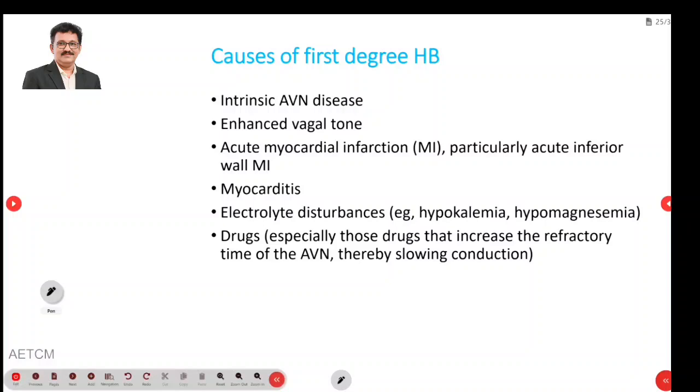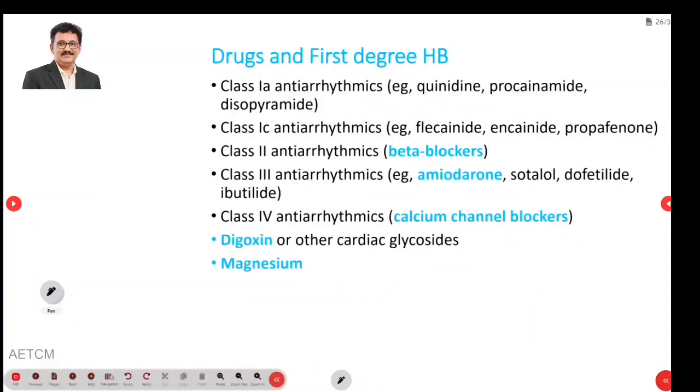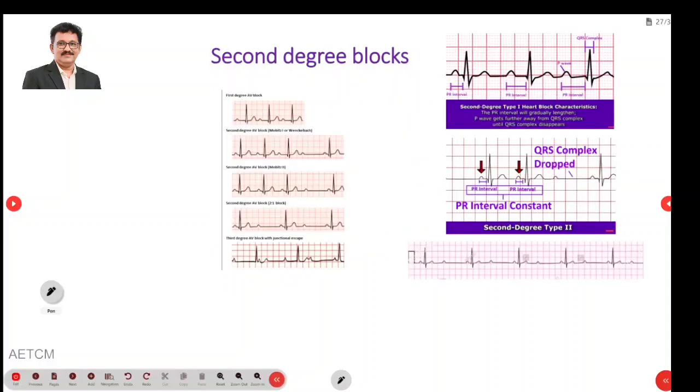Now causes of first degree heart block, which can be applicable even to second degree and third degree heart blocks: intrinsic AV node disease, enhanced vagal tone like severe pain, anxiety, fear, acute myocardial infarction, especially inferior wall MI, myocarditis, electrolyte disturbances, and some drugs. Important drugs are calcium channel blockers and beta blockers. Digoxin can also produce first degree heart block.